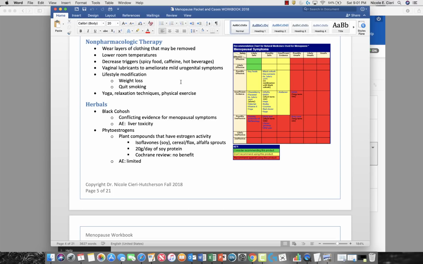There are some herbal therapies, as you can review in the chart. Probably the two most common are black cohosh and phytoestrogens. There are conflicting reports of evidence for menopausal symptoms for black cohosh, and then the phytoestrogens are things such as soy products. These might have slightly more benefit, although reviews have not supported that. And side effects are limited though, so if a patient does want to try these, they might not see a benefit, but it's probably not going to harm them, as opposed to black cohosh, which has reported liver toxicity with it.